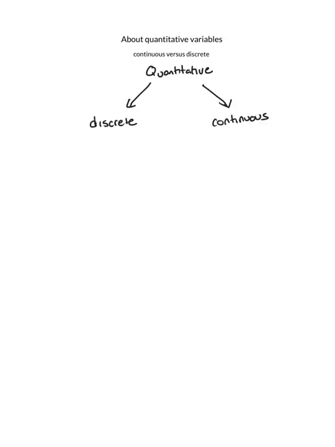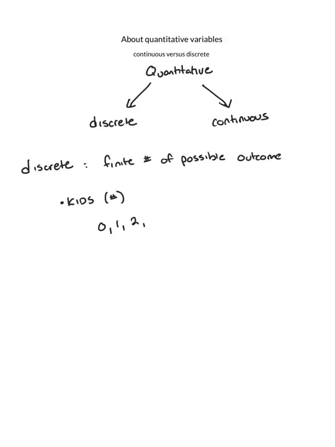We're going to start here by talking about discrete quantitative variables. Discrete basically means we have a finite number of possible outcomes. That is, there are only finitely many things you can choose from when you give me your response. An example of a discrete variable is something like kids, specifically the number of kids you have. So if I ask you how many kids you have, you could say 0, you could say 1, you could say 2, you might even say 121.